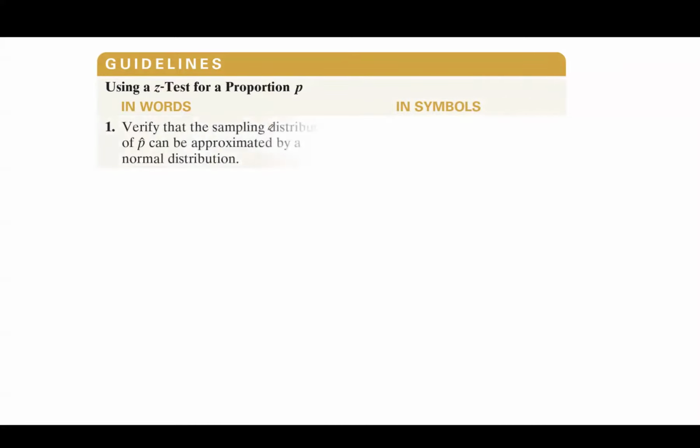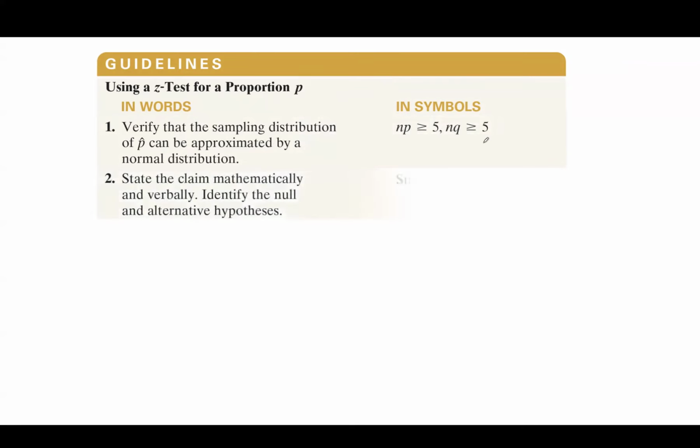Now, what are the guidelines? How do we analyze the null and alternative hypothesis? Using a z-test for proportion p, first verify that the sampling distribution of p hat can be approximated by a normal distribution, so the normality is met, or the sample size is large enough. State the claim mathematically and verbally. What is null, what is alternative, and what is your claim? Specify the level of significance, or alpha.